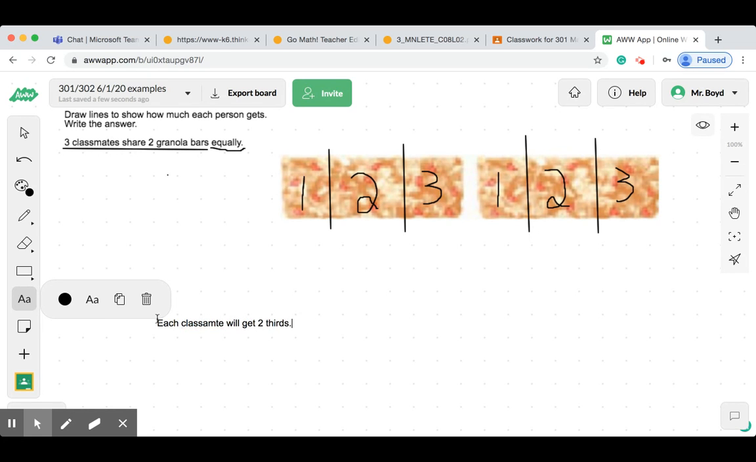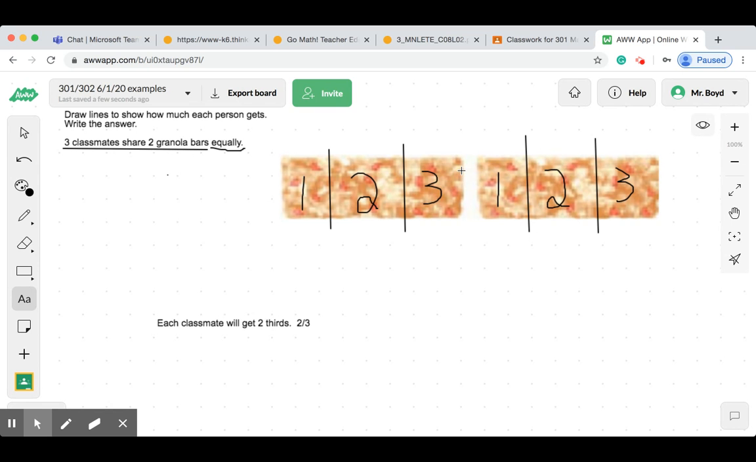So I know each classmate will get 2 thirds, or I could write it as a fraction, 2/3. So that's the 2 ways that you can write it. Again, it's important. It says draw lines to show how much each person gets. That's the first thing I did. And notice how I drew my lines to divide it equally. I didn't draw it on a diagonal. I didn't draw it sideways.